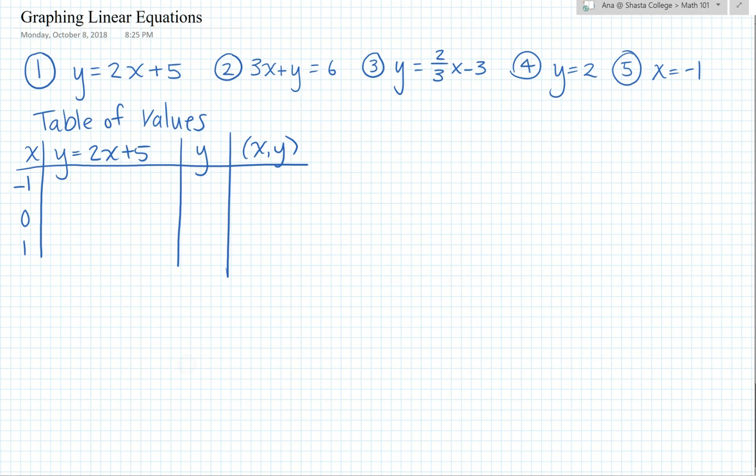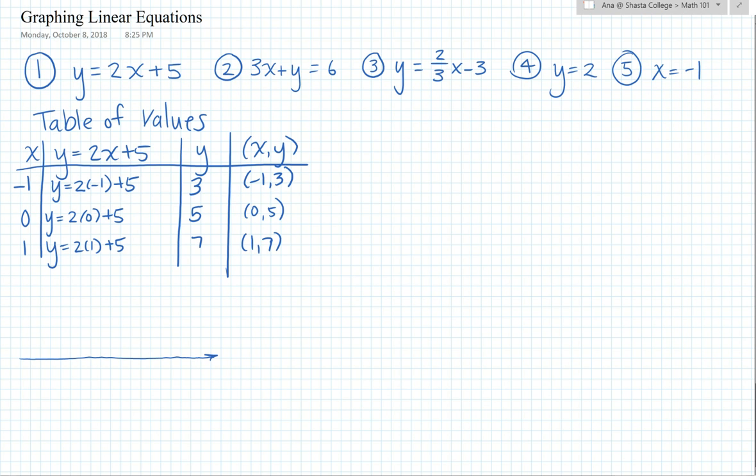If I plug in -1 for x, I get y equals 2 times -1 plus 5. 2 times -1 is -2. -2 plus 5 is 3. So for the point -1, my y is 3. If I choose 0, I get y equals 2 times 0 plus 5. 2 times 0 is 0, plus 5 is 5. That's the point 0, 5. Y equals 2 times 1 plus 5. So 2 times 1 is 2, plus 5 is 7. So right now I have 3 values that I can plot on my graph.